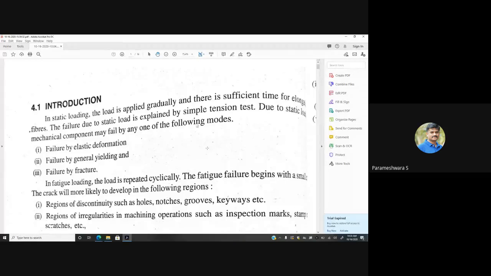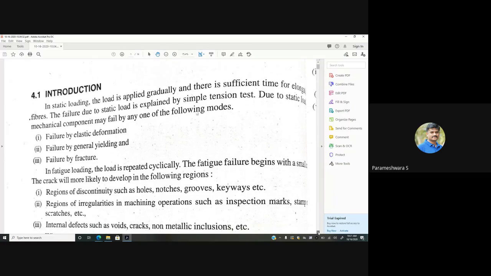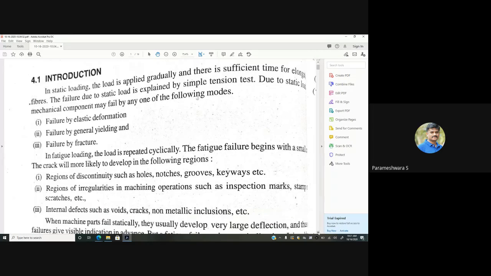See, in a static load condition, a load is applied gradually, and there is sufficient time for elongation of fibers. The failure of the component happens by means of elastic deformation and general yielding, and ultimately by means of fracture. Whereas in the case of fatigue loading, the load is repeated cyclically.